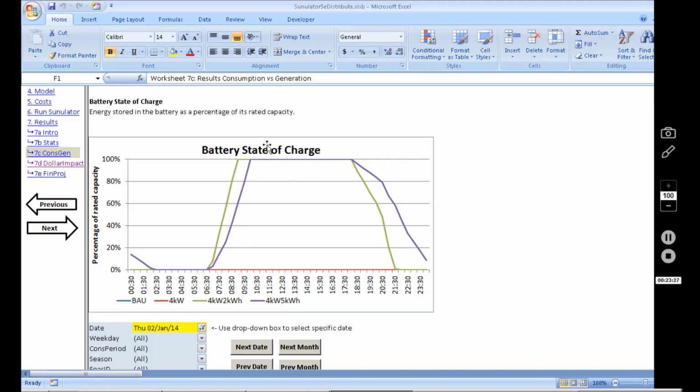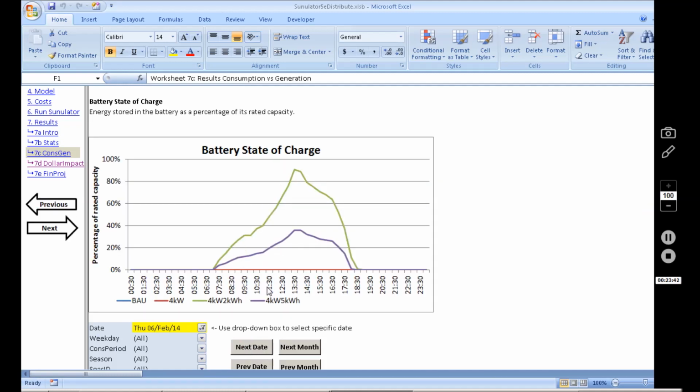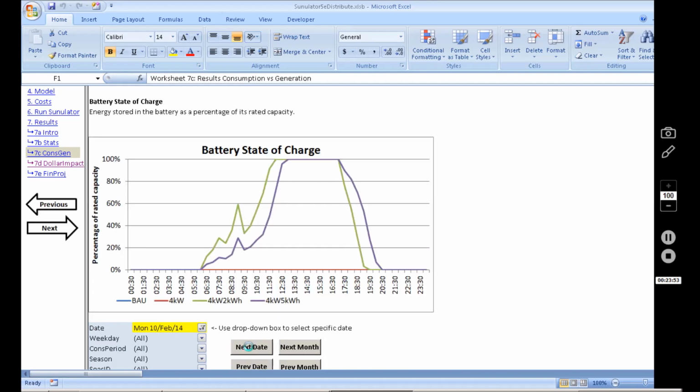So here the battery's full, and it stayed full all that time on that specific day. I'll just scroll through a few days. Maybe I'll go out of the holiday period. Alright, so we're starting to see some days here where the battery did not achieve 100% state of charge. It only filled up partially and then discharged. So you can see that variability I was referring to previously.